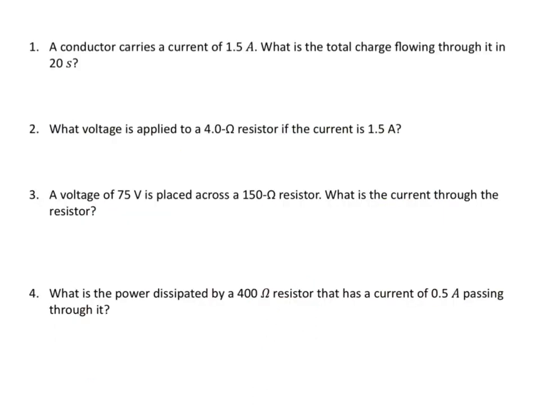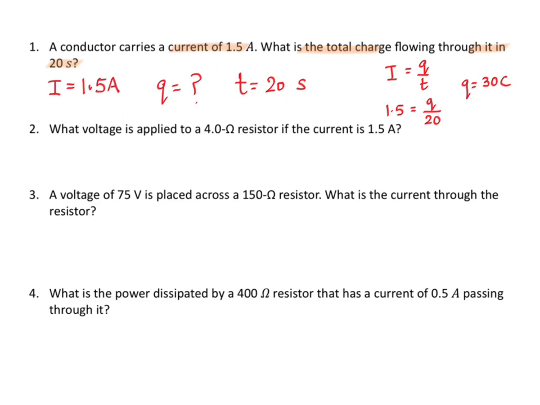Okay. Now let's solve some problems based on these formulas. The first one, a conductor carries a current of 1.5 ampere. What is the total charge flowing through it in 20 seconds? So the current is given to us as 1.5 ampere. The charge they are asking us to calculate, which is Q, and the time is given to us as 20 seconds. So from the formula sheet, we'll use the formula I equal Q over T. Substitute the numbers for I, Q, and T. Then find the value for charge, which is 30 coulomb.